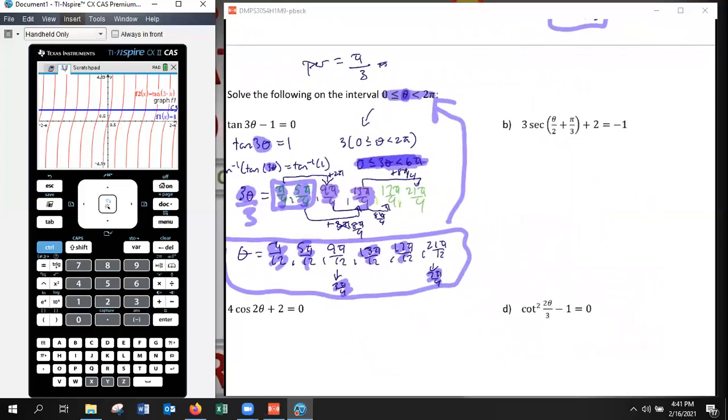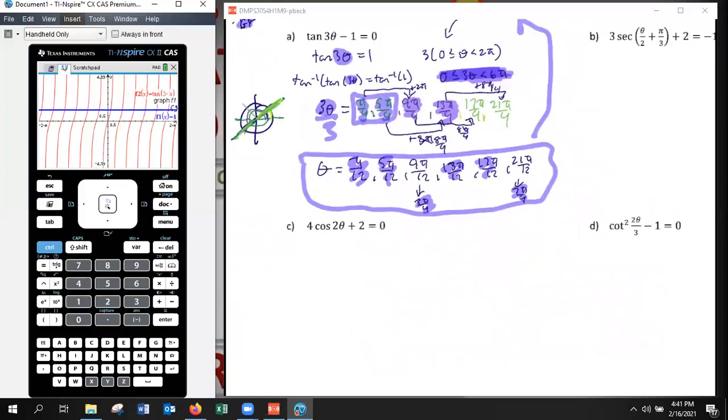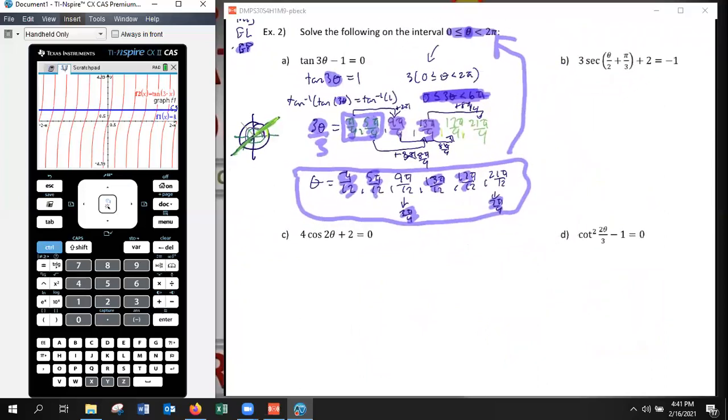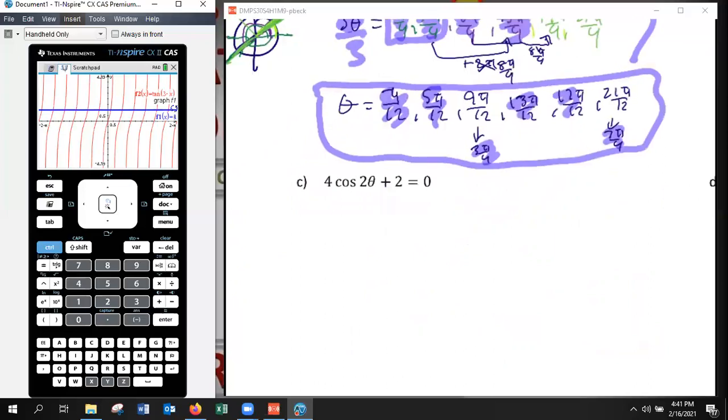So let's actually look at C first, just because it's going to be a little bit more similar, and then we'll get all crazy with B. On C, my first step is to subtract 2. So 4 cosine 2 theta equals -2, so cosine of 2 theta is -1/2. Now, 2 theta is going to be where cosine equals -1/2. We haven't done any of these today just yet. So cosine equals -1/2 at 2 pi over 3 and at 4 pi over 3, which is right here. So that's on the interval from 0 to 2 pi.